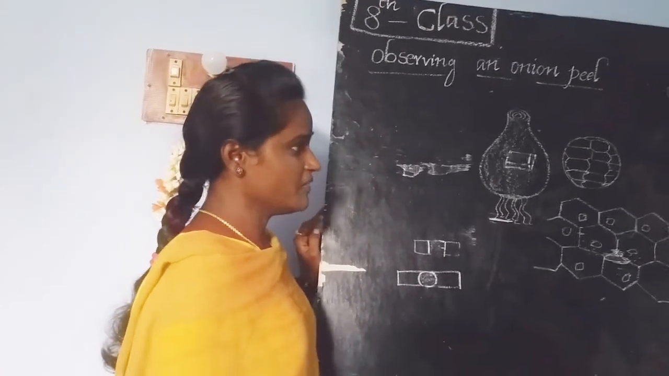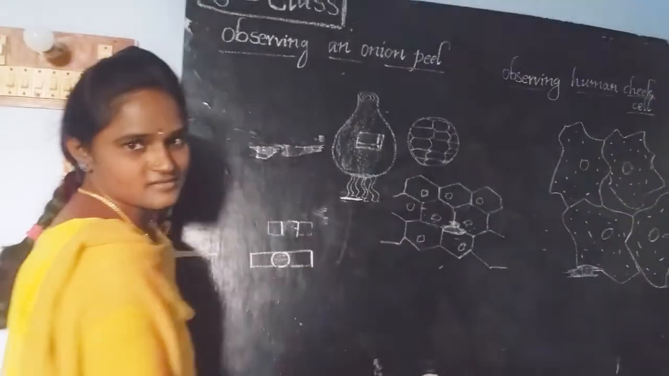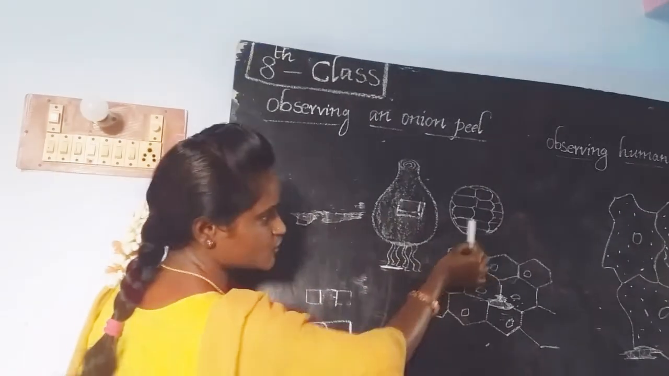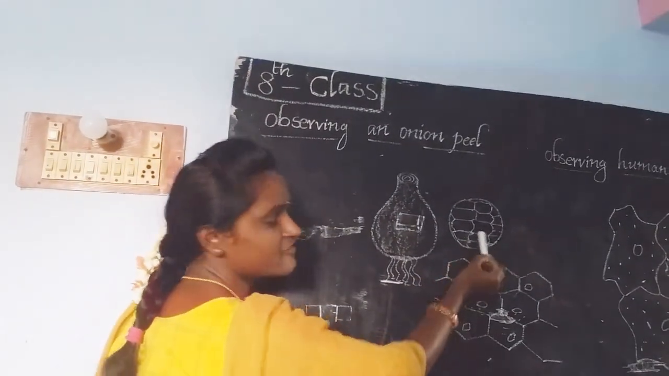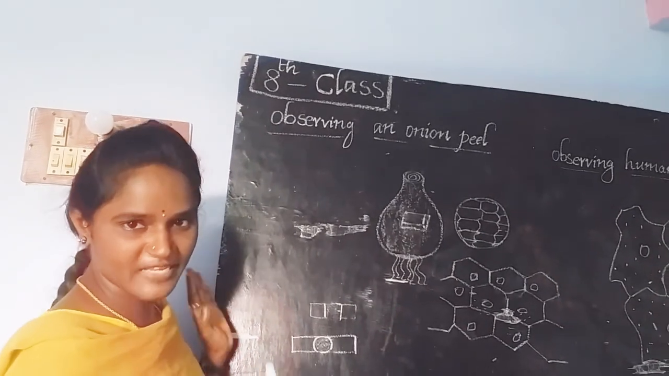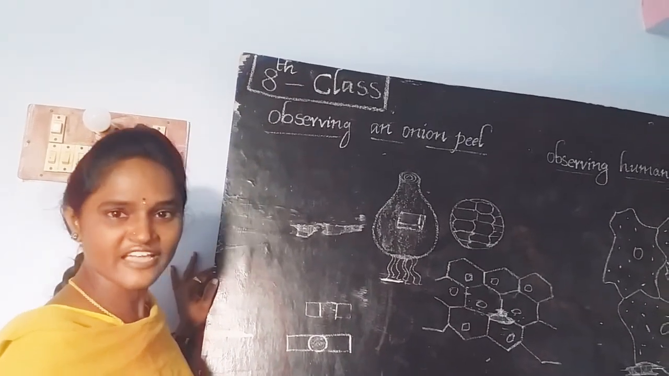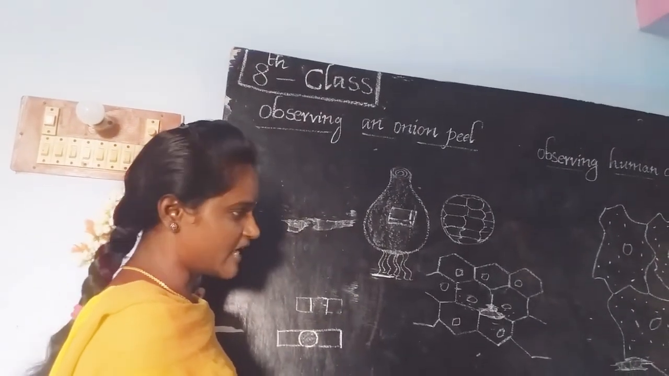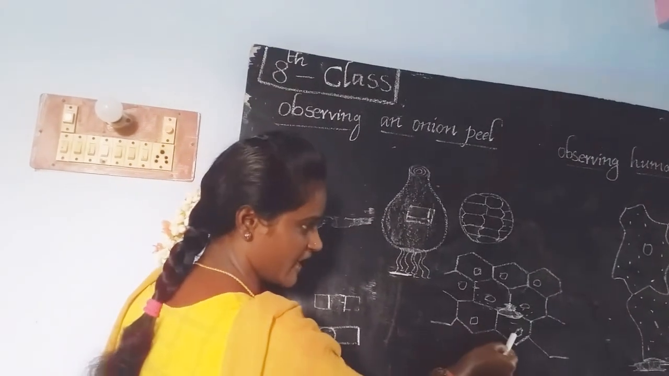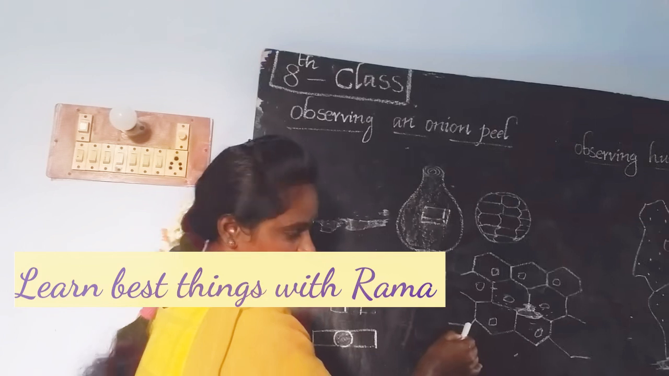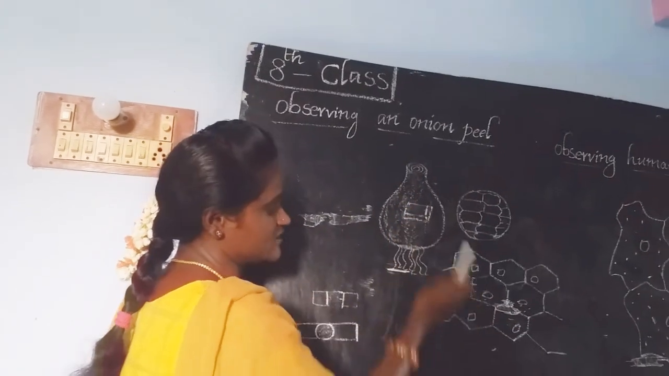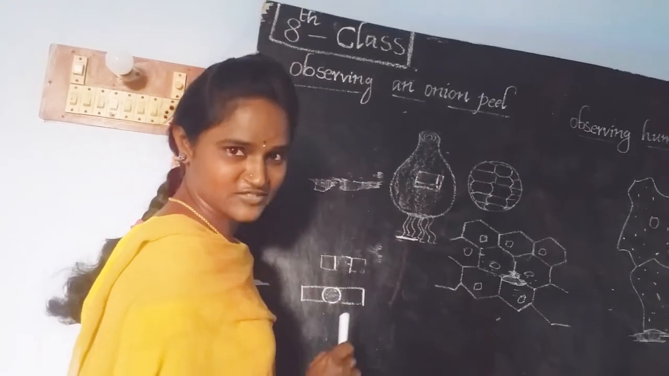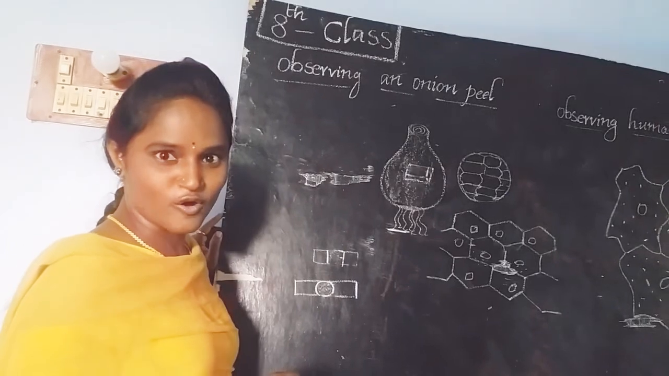If we observe, we may find the view like this. We find the cells arranged in this manner evenly. If you zoom the picture, if you want to observe each and every cell, then you have to increase the light intensity. Then the cells may appear like this. The plant cells present in the onion peel appear like this. And we will do this activity in our school science lab also.